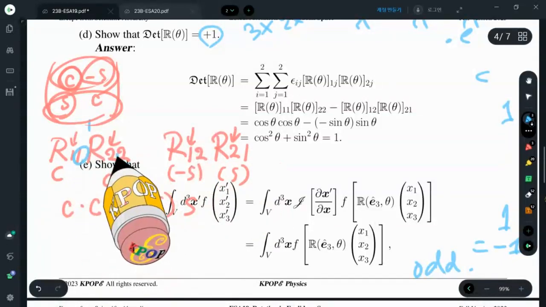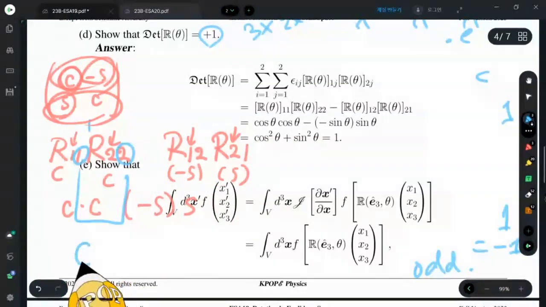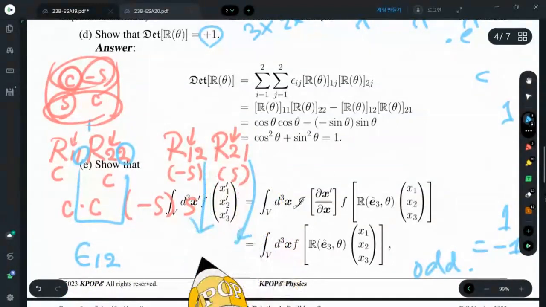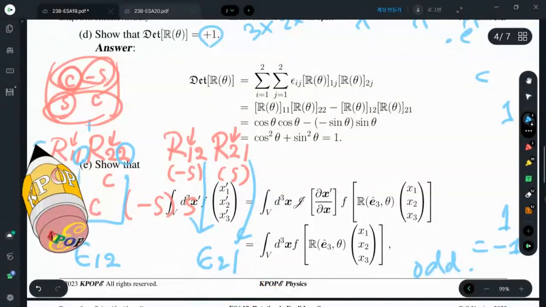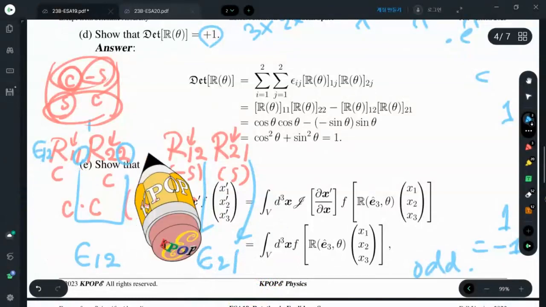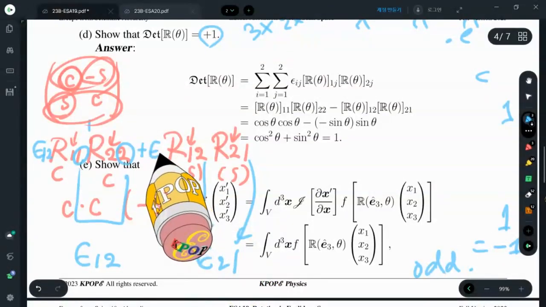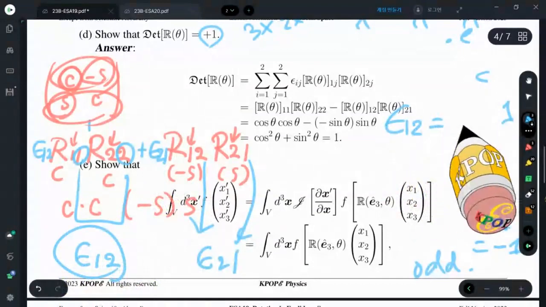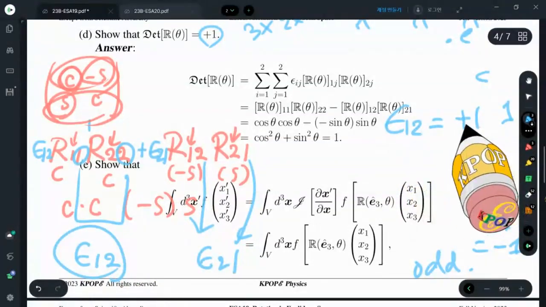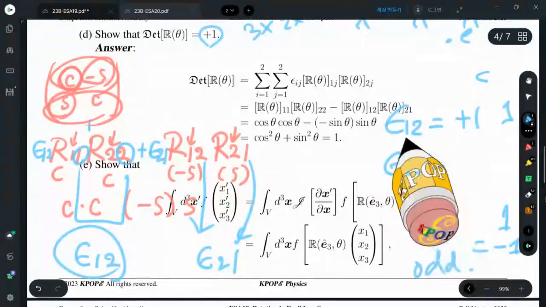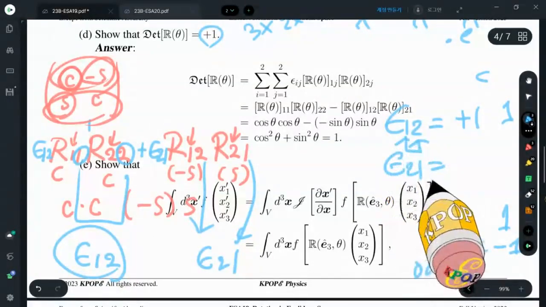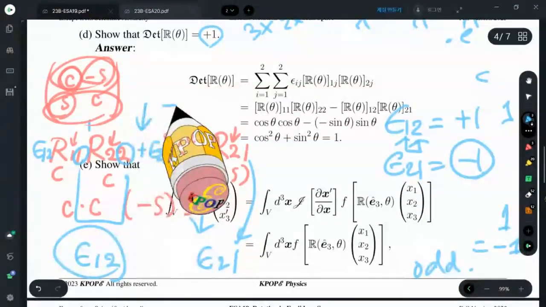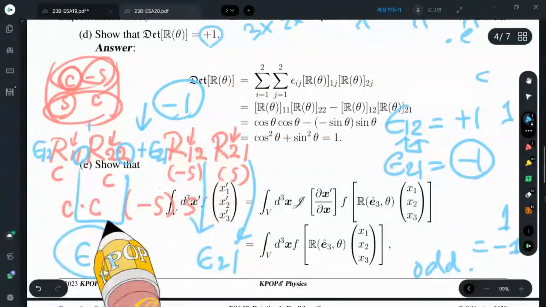However, this guy, epsilon 1, 2, this guy gives epsilon 2, 1. I need to multiply epsilon 1, 2 plus epsilon 2, 1. Epsilon 1, 2 is an even permutation, plus 1. Epsilon 2, 1, I have exchanged these two. I need to put the negative sign on it. So it is a minus 1.